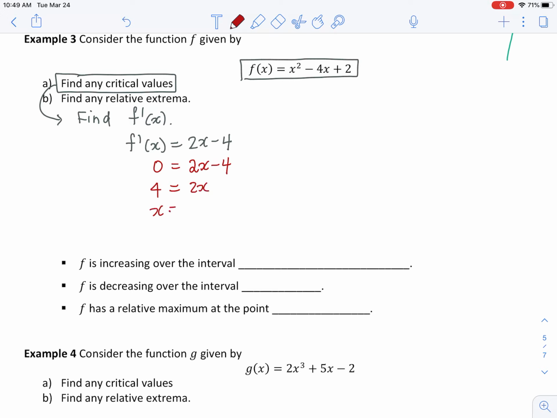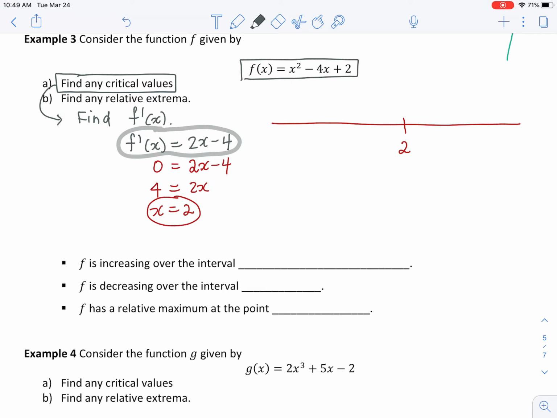Divide by 2. We get the first critical value, well, the only critical value, to be at x equals 2. So what you're going to do is plot 2 right in the middle. And you're going to test the sign of the derivative to the left of it and to the right of it. Okay? So use the derivative function which you found together, which is 2x minus 4. You're going to use that.